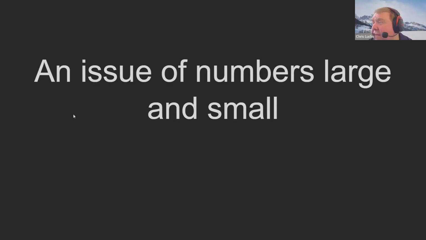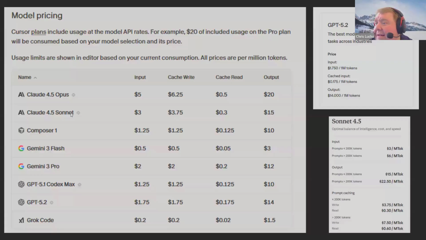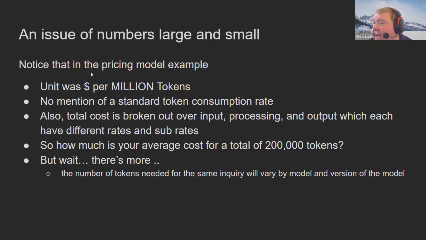Yeah, we've already talked about this ad nauseum: it's an issue of numbers, large and small. We looked at the prices here. Here are some questions. The unit was dollars per million tokens. How apparent was that when you were looking at it? There was no mention of a standard token consumption rate, like we had talked about already. Also, total cost is broken out over several processes: input, processing, output, which each have different rates and subrates.